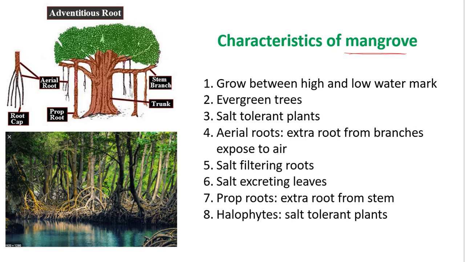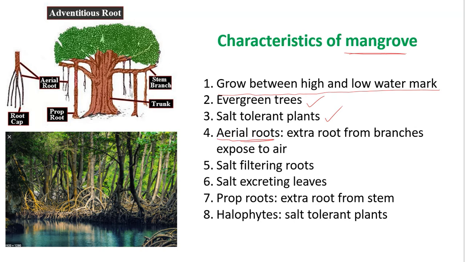So the plants and animals found there have developed adaptive abilities to these conditions. The plants grow between high and low water marks, which is one of the features for the formation of mangroves in the first place. They are usually evergreen trees, so there is no period where they are dry; they are always green. They are salt tolerant because the area has high salt content.